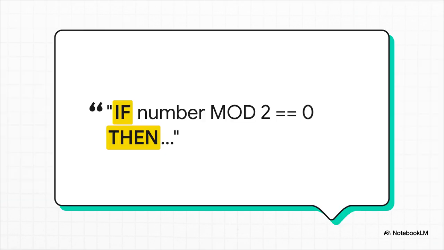And what about this funky-looking bit of code? That mod thing, it's just a simple way to check for a remainder after division. So number mod 2 is basically asking, if I divide this number by 2, is there anything left over? If the answer is 0, the number's even. If it's not, the number's odd. So why would you care?